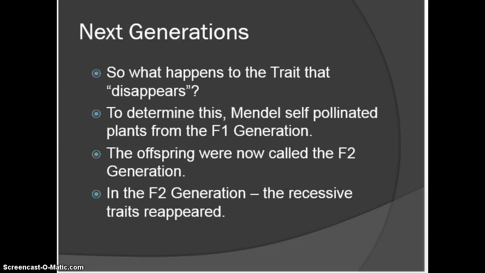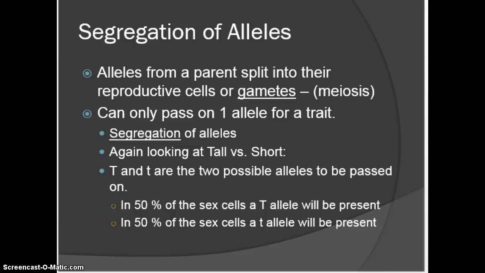So alleles from the parent were basically split into the reproductive cells. So we go back to that meiosis. So you have one parent now. We're not getting one from the mom, one from the dad. But now you're actually splitting that DNA, those chromosomes, apart. And so they can only pass one allele for a trait. So they're only giving one. And this is what we call the segregation of alleles. They're only getting one.